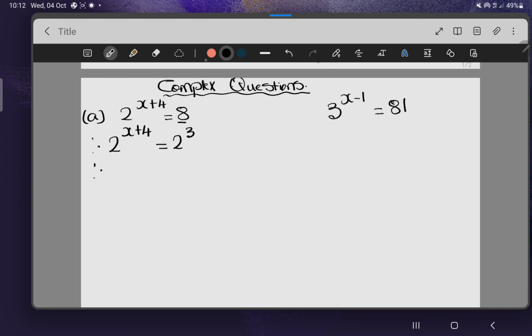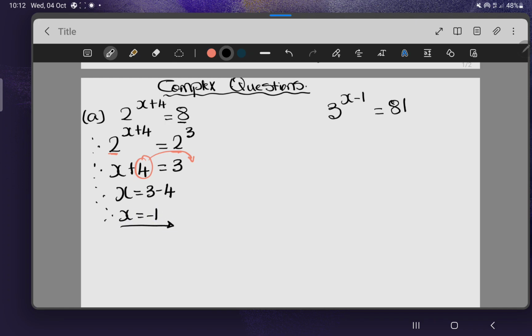Now that the bases are the same, the law says that if the bases are the same, we take the exponent. So it's going to be x plus 4 equal to 3. Now, remember the laws. We are looking for x, not x plus 4. So we're going to take this 4 to the other side. When you take something to the other side, that thing has to change the sign. So x is equal to 3 minus 4. Then the value of x is negative 1.